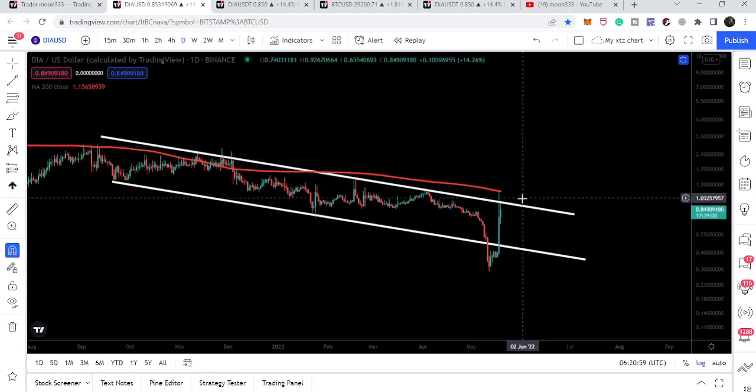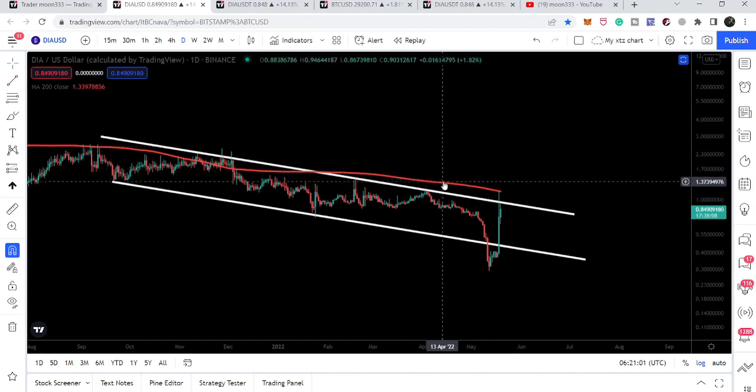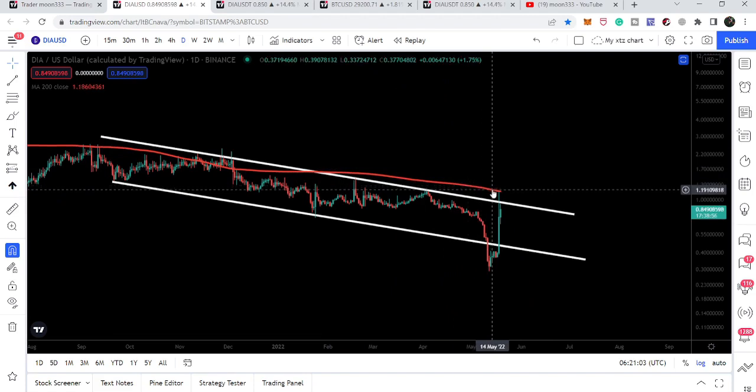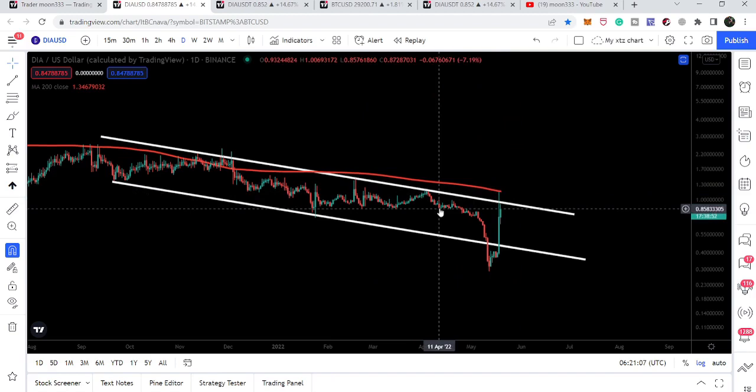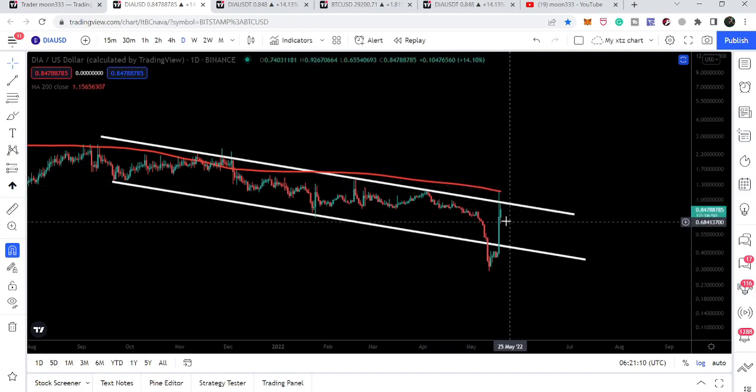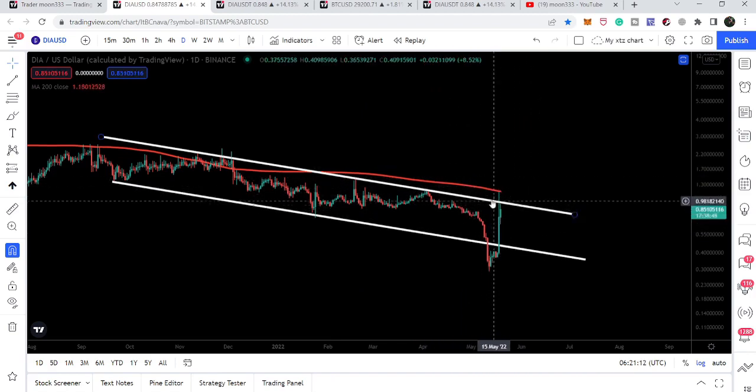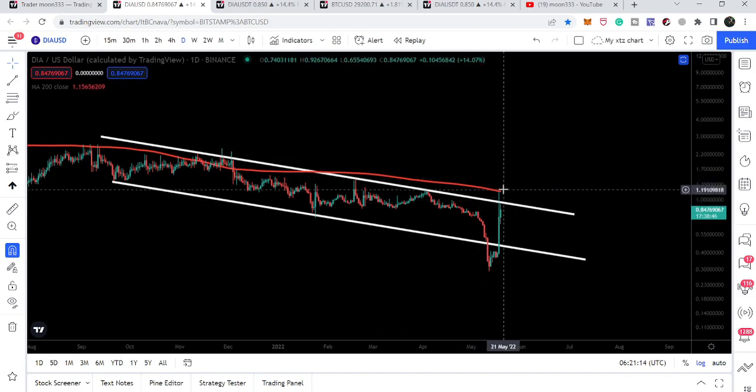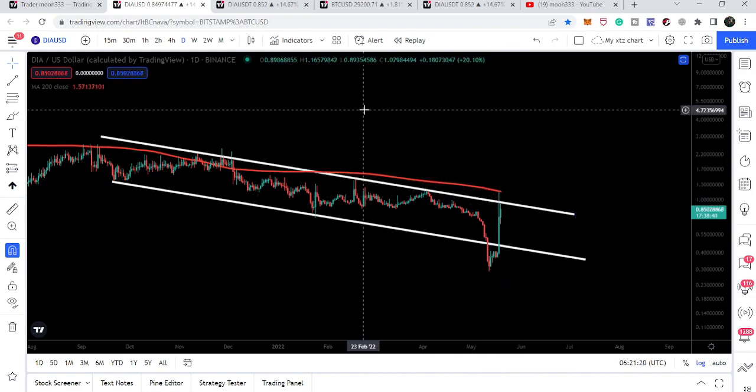We can also see this red line, that is the daily 200 simple moving average resistance, just above the resistance of this down channel. After breaking out of this resistance of the channel, it will be very important for DIA to break out of this 200 daily simple moving average as well. And you can see it is also rejected by this 200 daily simple moving average.